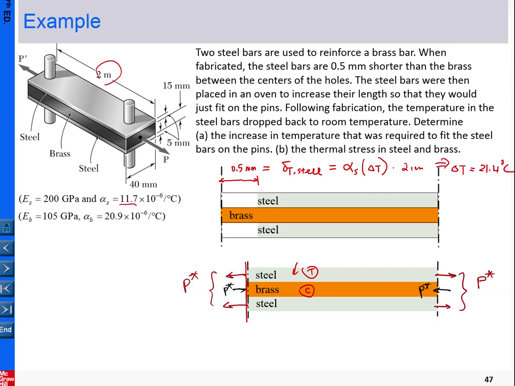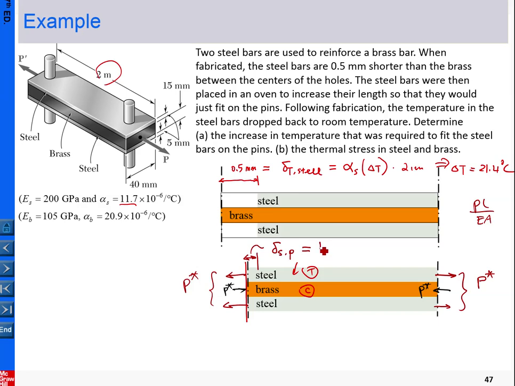And now from here, you can see for steel, let me change the color here. For steel, that is the deformation, and that deformation is steel due to loading. Okay, and that is the magnitude, and again using this template PL over EA.